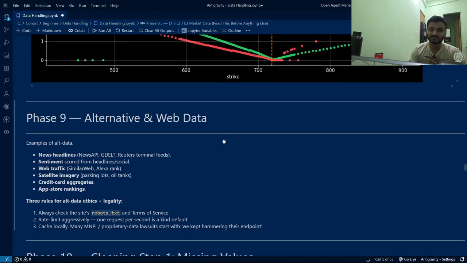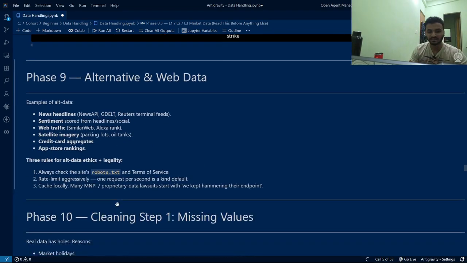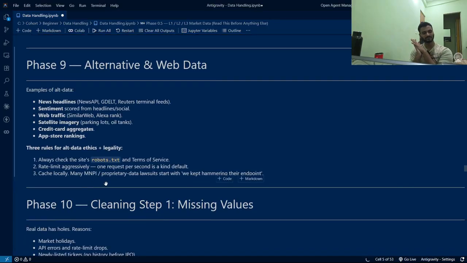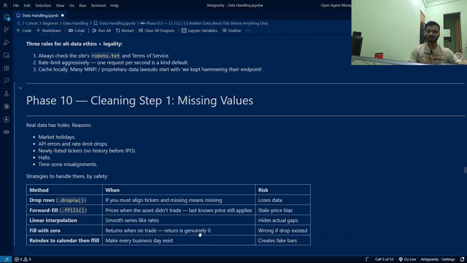And then we get alternative and web data like news headlines, sentiment, web traffic, satellite imagery, credit card aggregates, app store rankings. So, three rules for alternative data ethics and legality. Always check the site's robots.txt and terms of service. Rate limit aggressively. One request per second is kind of the default, or you will get an IP block. Cache locally. Many MNPI and proprietary data lawsuits start when we kept hammering their endpoint.